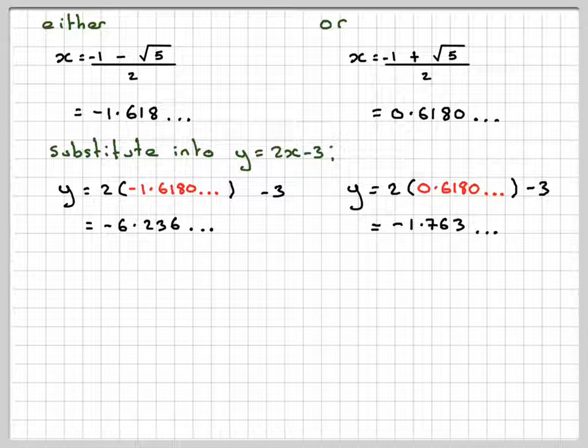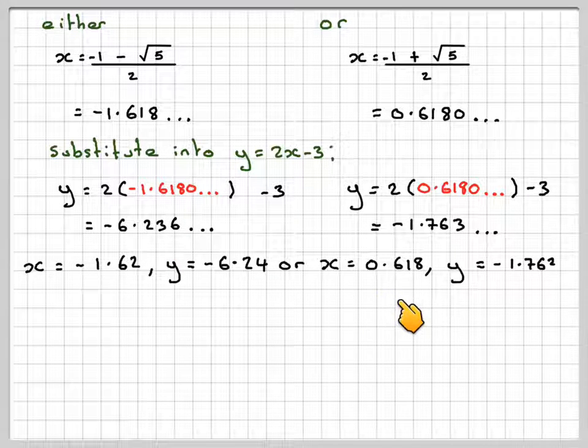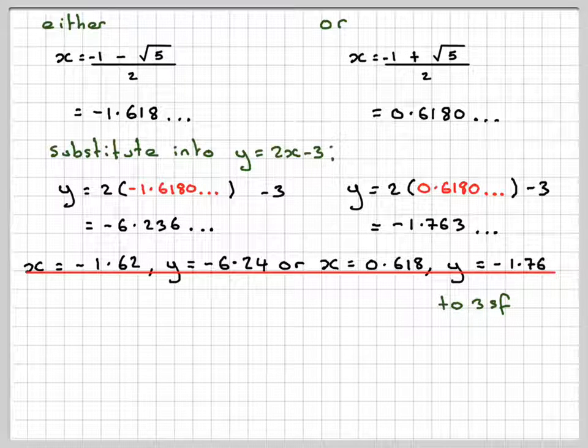Right, now I give my final answers, rounding off. So I'm going to have x is minus 1.62, and then y is minus 6.24, that 6 will make the 3 into a 4. Or x is equal to 0.618, that 0 has no effect on the 8, for 3 significant figures, that 0 is not significant, and y is equal to minus 1.76. I don't need the 3, that's one too many. That's the 3 significant figures, so those are my answers.